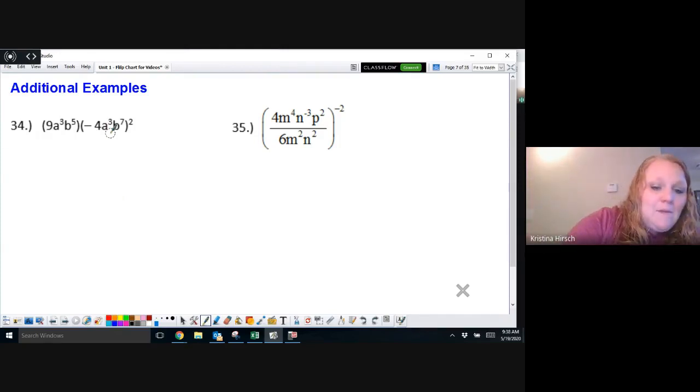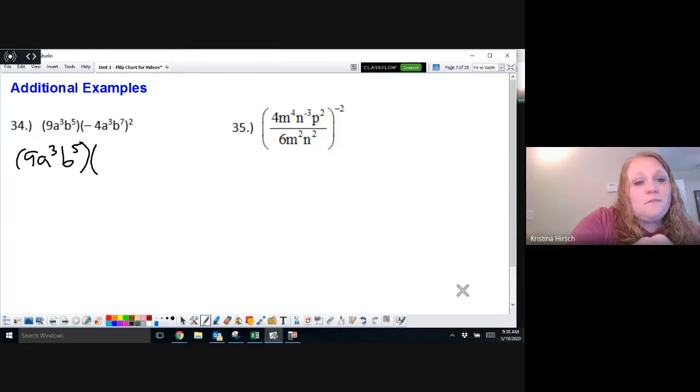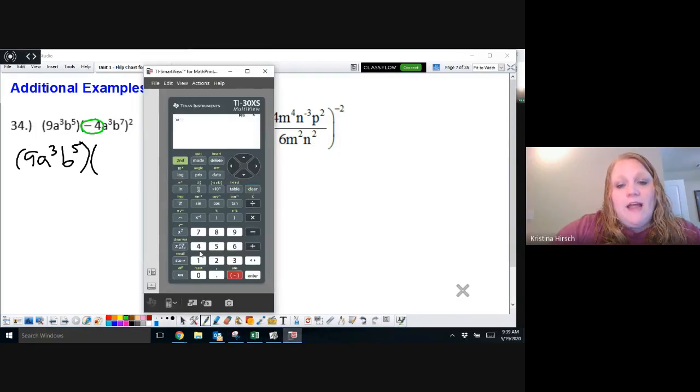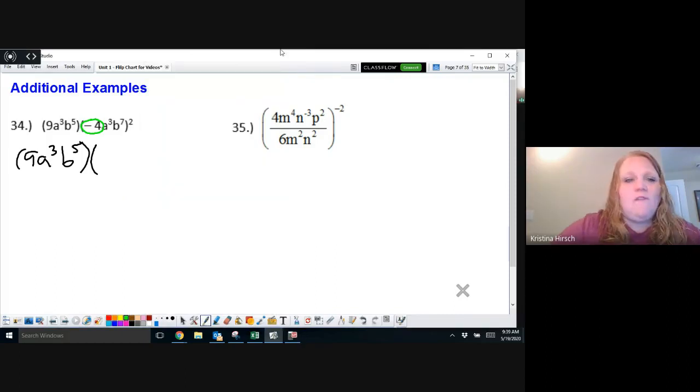So I'm going to keep my first parenthesis, 9a cubed b to the 5. But then my second parenthesis, I have to take every single one of those terms and square it. So this is where parentheses matter. This is a negative 4. If in my calculator I put negative 4 squared, it tells me it's negative 16. That's because it's using order of operation. So be careful. You put negative 4 in parentheses and square it, because a negative times a negative is really a positive. So just be really careful with that.